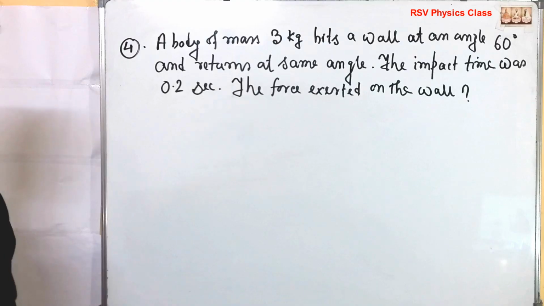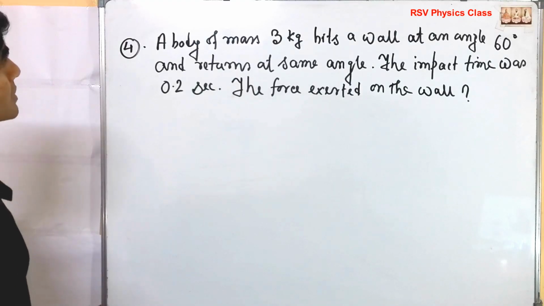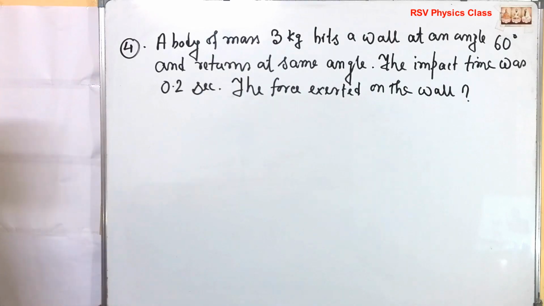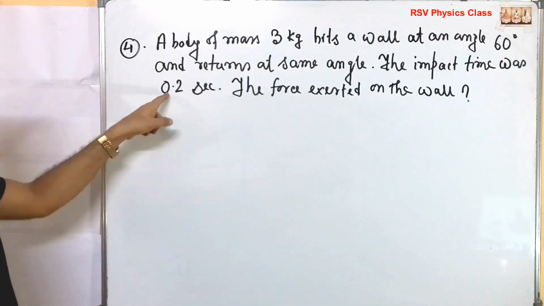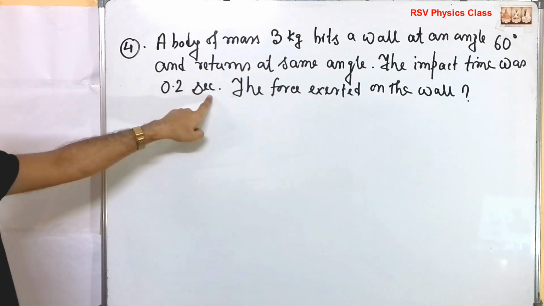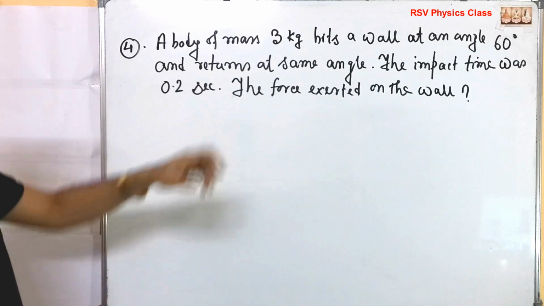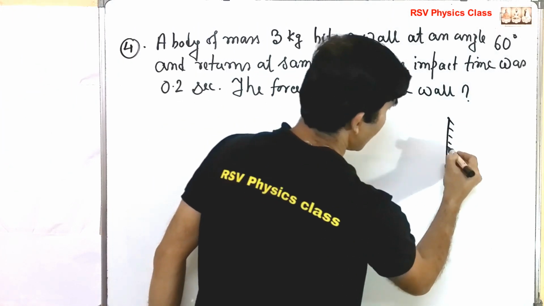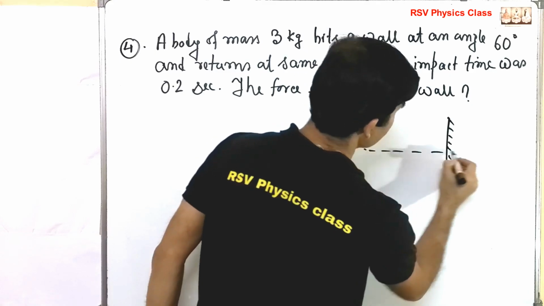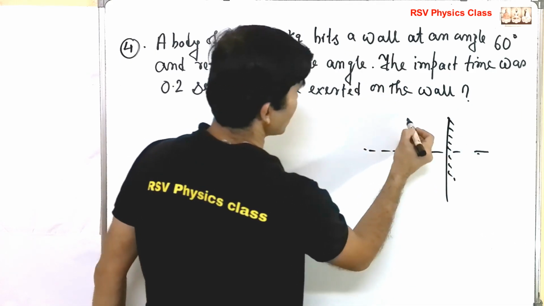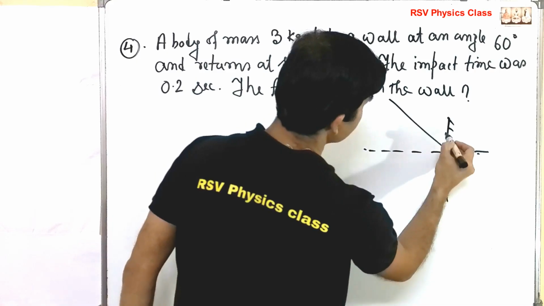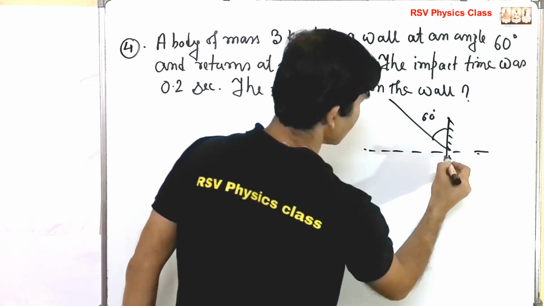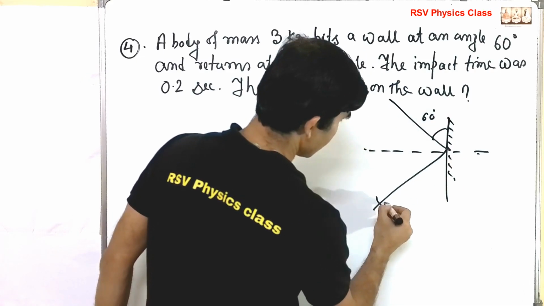Okay, number 4. A body of mass 3 kg hits a wall at an angle of 60 degree and returns at the same angle. The impact time was 0.02 second. Find the force exerted on the wall. So this is the wall, this is the zero axis. A body hits at 60 degree, and again it goes this side.